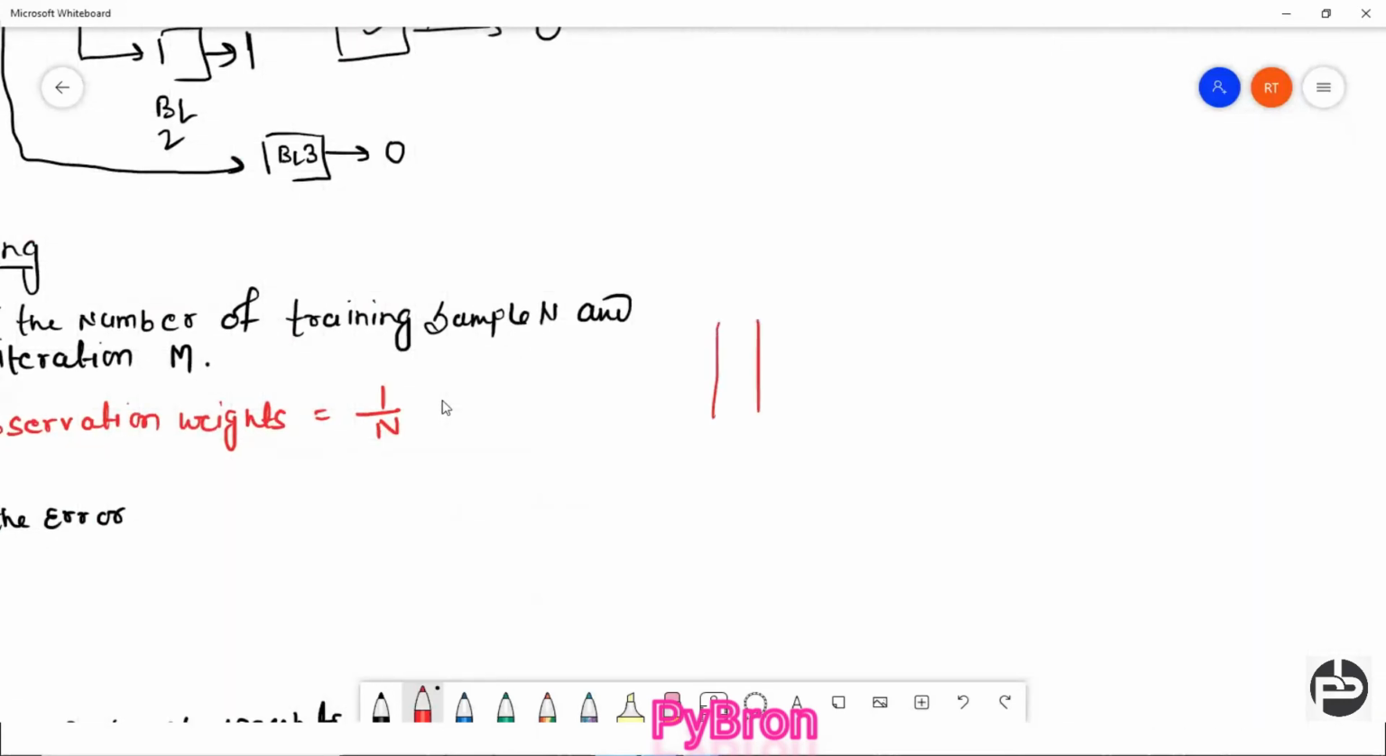Let's suppose we have this data set: X1, X2, X3 and Y. This is my predicted output. Some values are there. Now just try to understand, this is a binary class classification problem. We are going to solve the binary class classification, so the output should be either 1 or 0. That's all, nothing else.